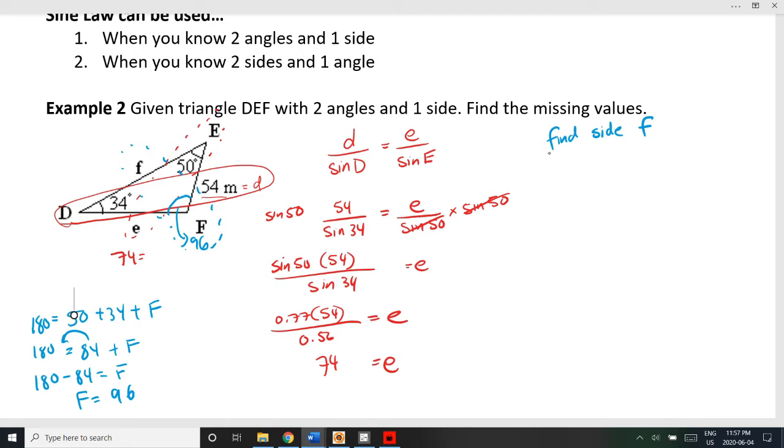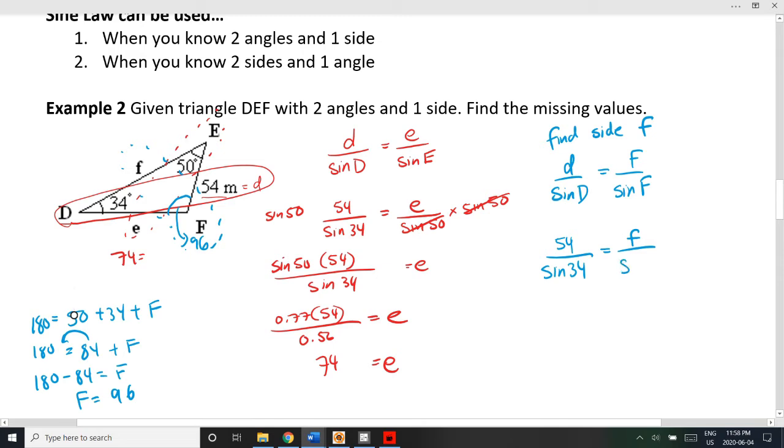Okay, so we're going to use our key again from last time, which is D over sine angle D is equal to, now we're looking for F, and we know angle F, side F over sine angle F, and we can start filling in a lot of these values because we know what they are. We know side D is 54, sine D is sine 34. We don't know what F is, but sine F we know is sine 96. And what we can do is multiply sine 96 on both sides.